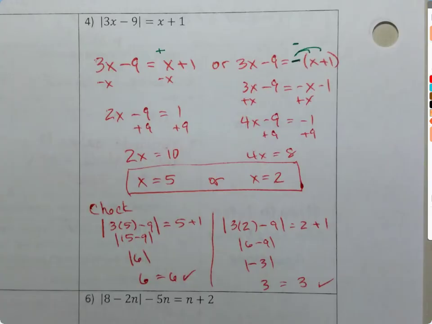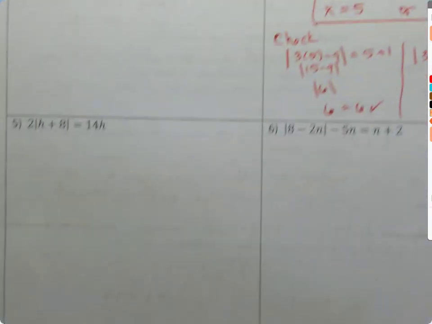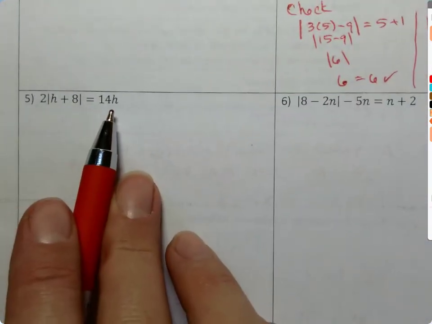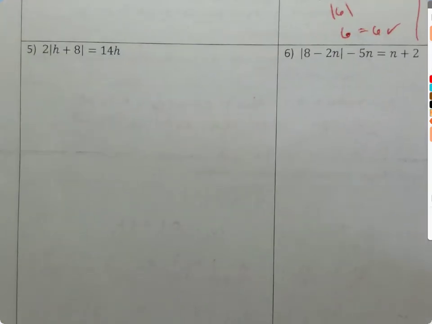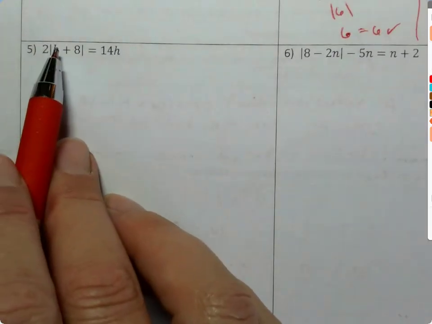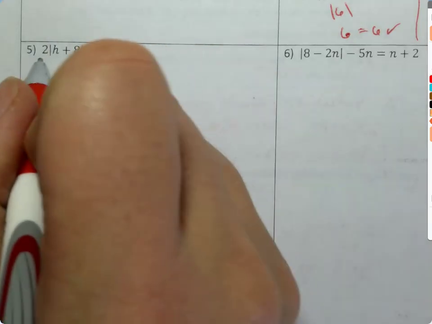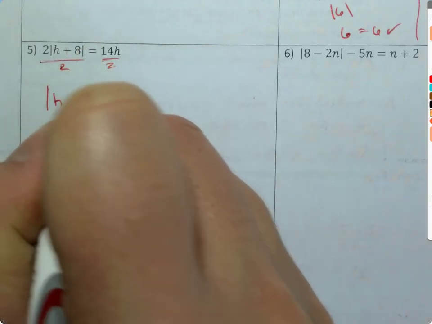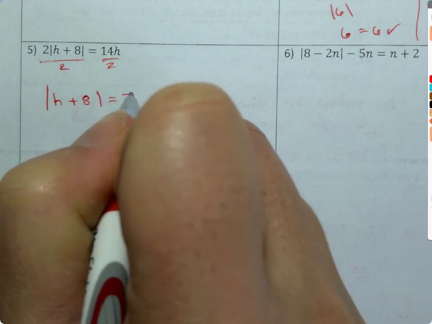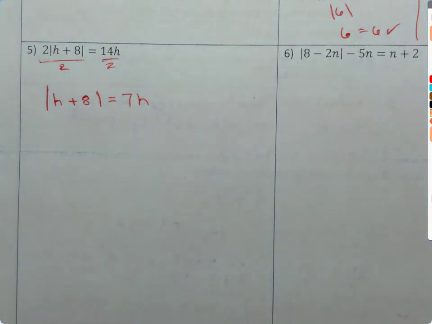All right, next one. Same deal. There's a number outside, but also a variable on the other side. So the first thing I need to do is we cannot distribute. Nothing in, nothing out. Whatever's in the absolute value will always stay in the absolute value. You can't change it. So I'm going to divide out the 2. Now I've got my absolute value isolated. And now we can start the problem.